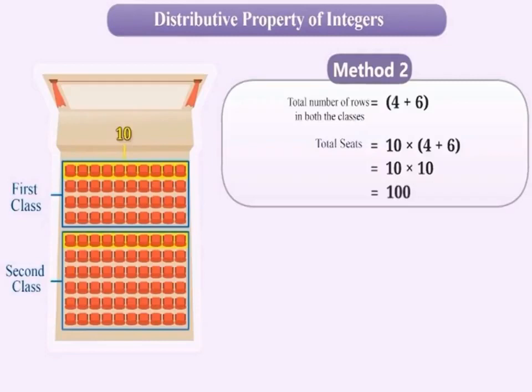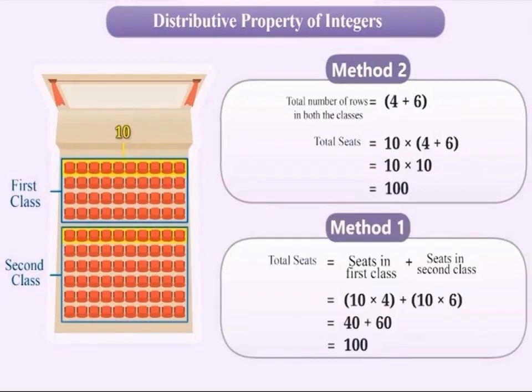Here you can first simplify in the box. What is contained in that box? 4 plus 6 is nothing but 10. Then 10 into 10 equal to 100. In both cases, method 1 and method 2, the number of seats calculated are equal. How many total seats are there in the auditorium? 100 seats are there.